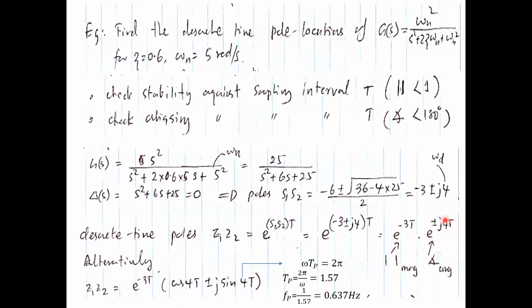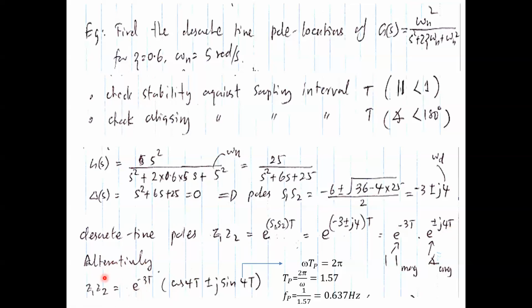And the other one is the imaginary part here coming from this j4. It is basically the angle 4T. So put a value for T and multiply by 4, and that is the angle in radians between samples. So if this angle is closer to 180 degrees, you are not good. If the angle is like 30 degrees, 40 degrees, maybe you're okay. So this is how we judge whether our sampling is good enough.